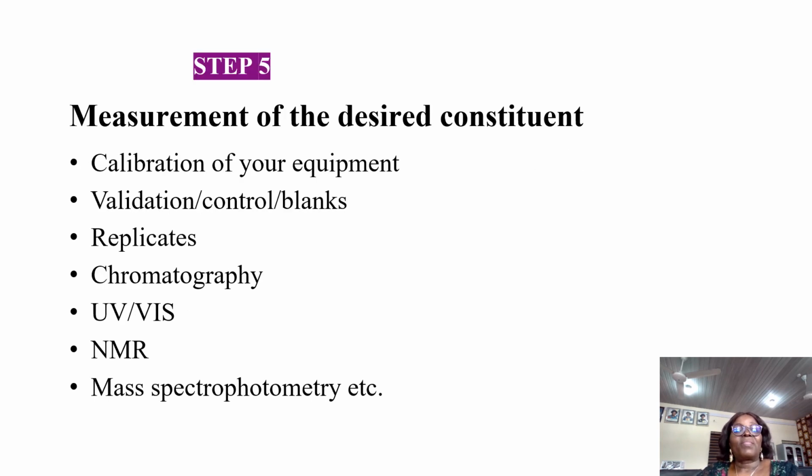Step 5, measurement of the desired constituents. You need to calibrate your equipment. These equipments are very, very sensitive, so you must calibrate them. You must validate them. And then you check your controls and your blanks. And remember, your measurement cannot be just once. You measure in replicates. You measure your constituent with chromatography, with UV-Vis, with NMR, with mass spectrometer, etc.